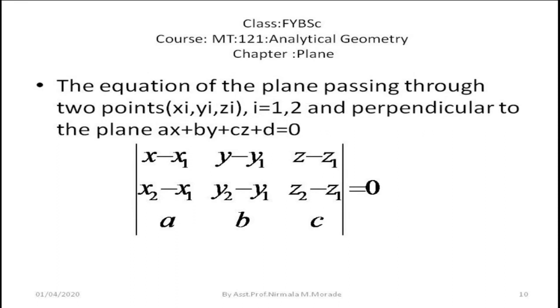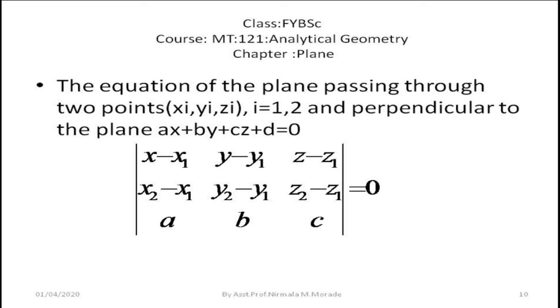So this is another form. The equation of the plane which is passing through the two points xi, yi, zi, where i is from 1 to 2, and perpendicular to one plane, say ax plus by plus cz plus d equals 0. Then the required plane is the determinant of this matrix equals 0, whose first row is x minus x1, y minus y1, z minus z1, second row is x2 minus x1, y2 minus y1, z2 minus z1, and third row is a, b, c.